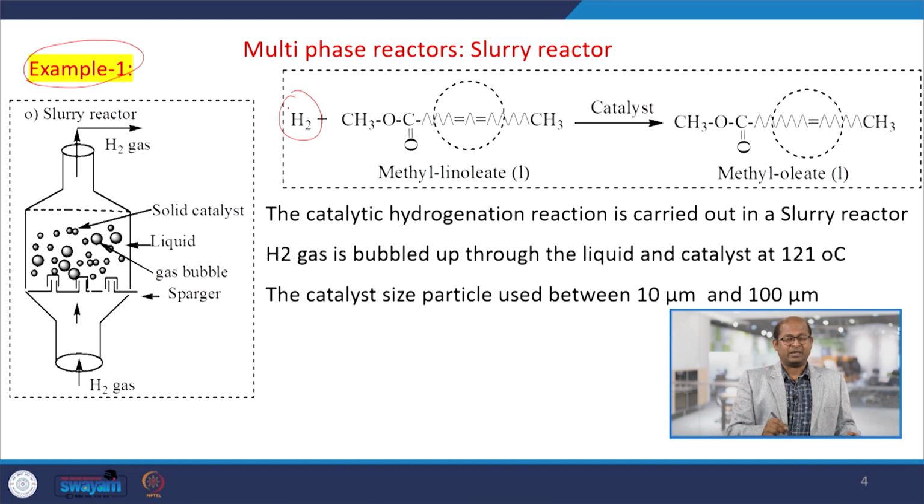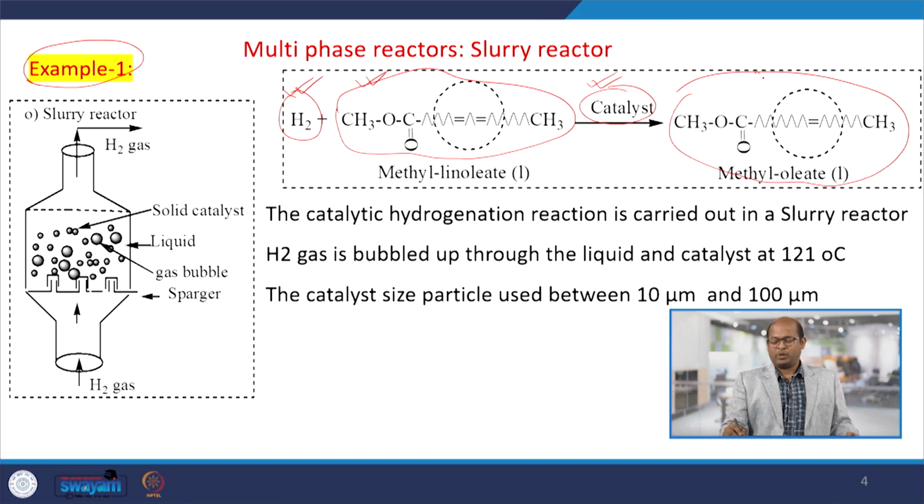Let us say this is the gas phase reactant and this is the liquid reactant that would be inside the reactor, and solid catalyst will be charged, and then this is the product maybe. So, these are the reactants, gas, another liquid, and catalyst, that is the solid. The product we can say is also a liquid product.